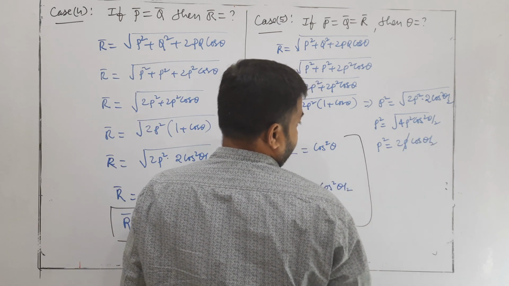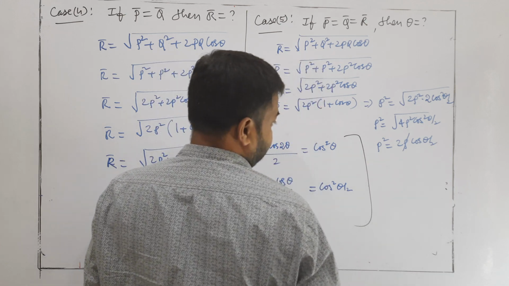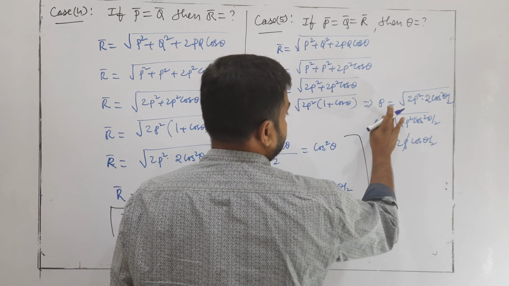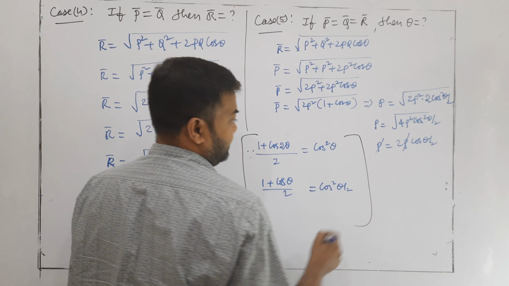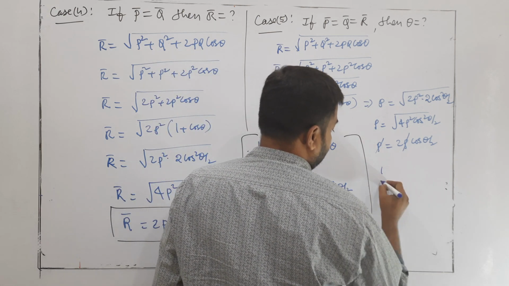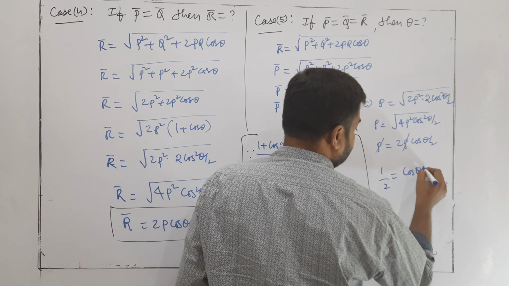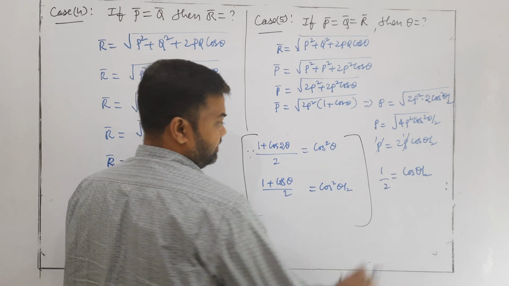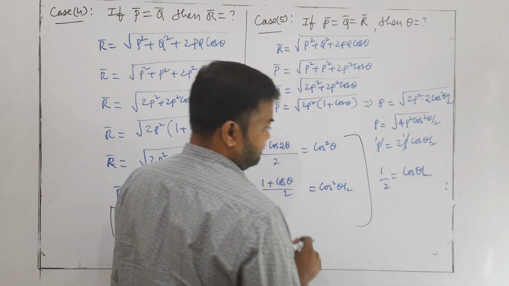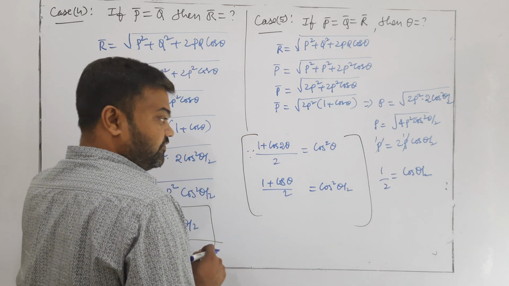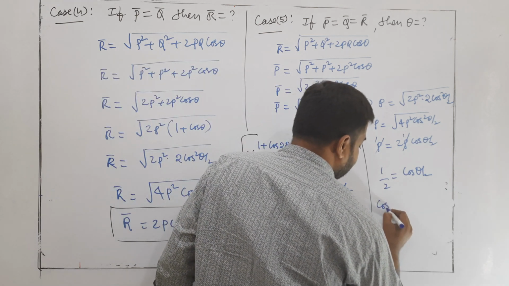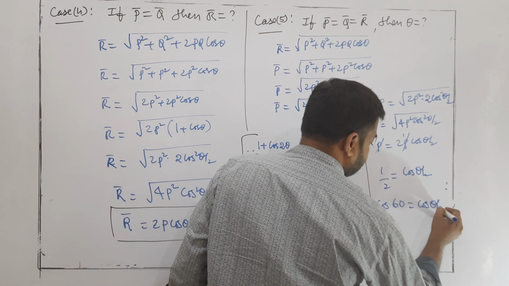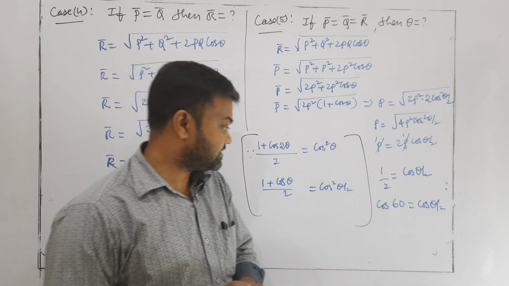Sorry, this is p. The p gets cancelled. And finally we can write 1 by 2 is equal to cos theta by 2. Can I write like this? Cos theta by 2 is 1 by 2, which means the value of cos 60. Can I write cos 60 instead of 1 by 2? Cos 60 is equal to cos theta by 2.